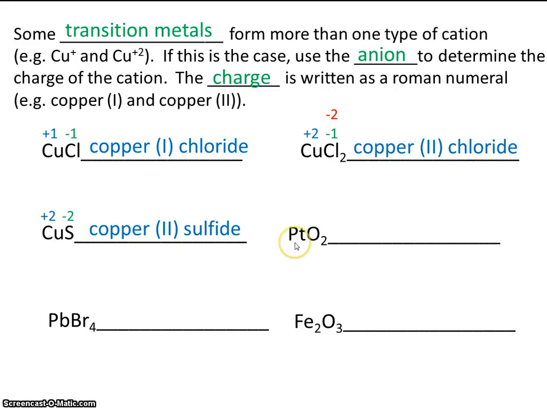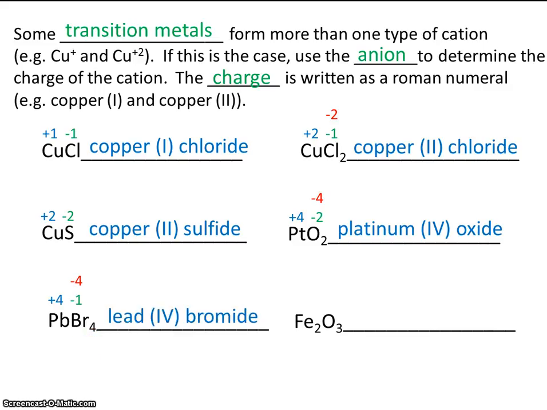Okay, platinum's a transition metal, so we have to say the charge. Oxide has a charge of -2, and we have 2 oxides. So that's a total charge of -4. So platinum has to be +4. So this is platinum 4 oxide. Here's lead and bromine. Well, lead is of course a transition metal because it's found in the middle of your periodic table. Bromide always has a charge of -1, and we have 4 bromides. So that's a total of -4. So lead has to be +4. So the name of this is lead 4 bromide.